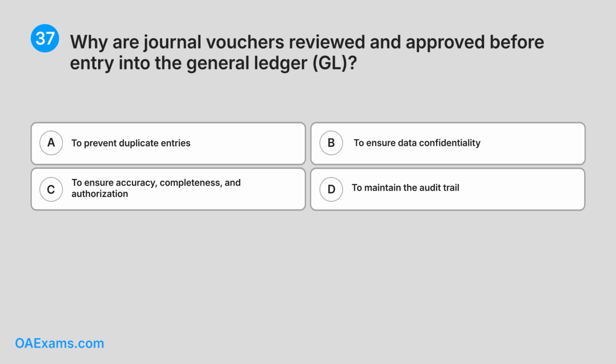37. Why are journal vouchers reviewed and approved before entry into the general ledger, GL? A. To prevent duplicate entries. B. To ensure data confidentiality. C. To ensure accuracy, completeness, and authorization. D. To maintain the audit trail. What do you think is the answer?